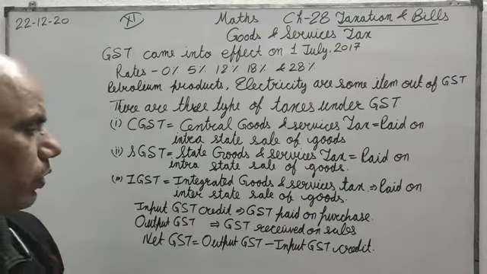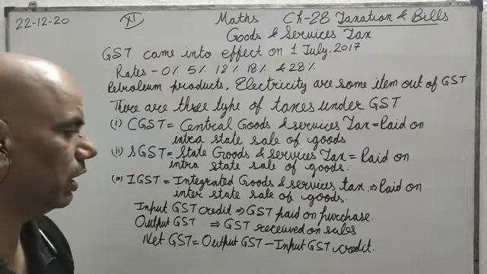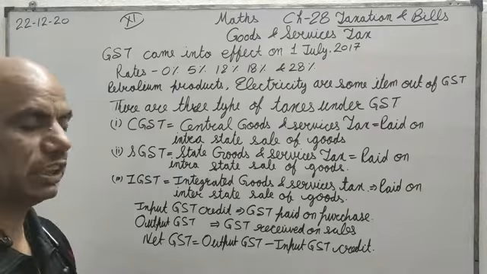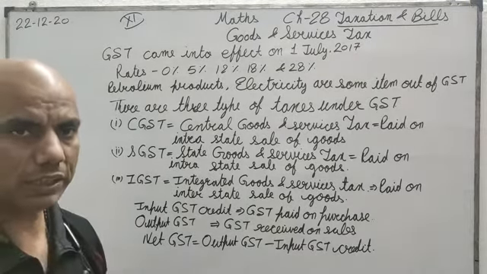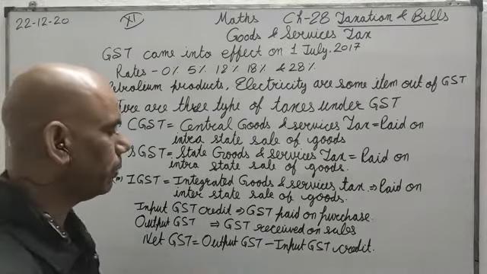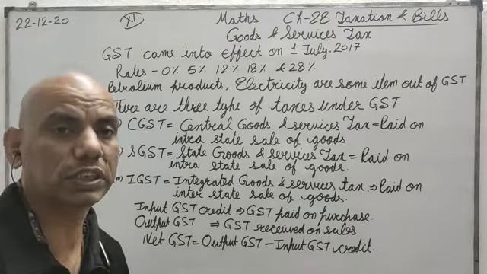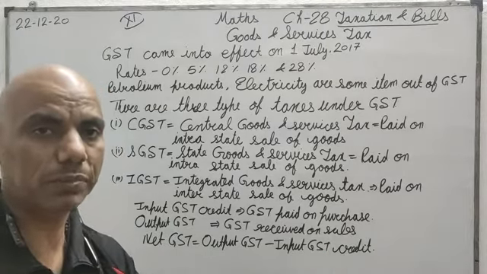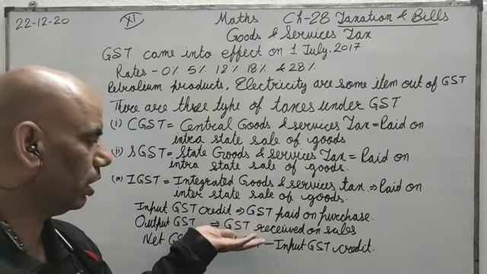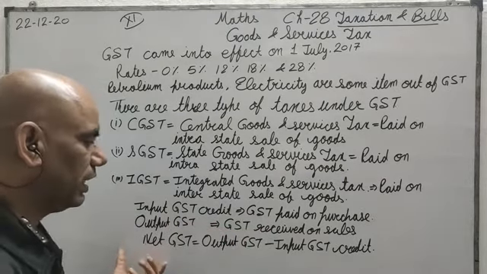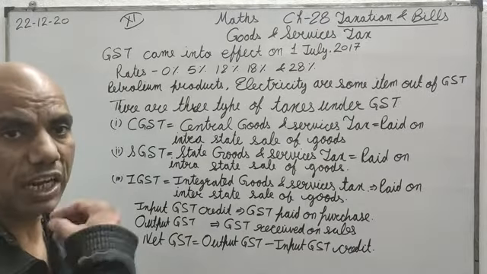Then there are three terms to be known. Input GST credit is GST paid on purchase. If I have purchased a thing and I have paid GST, that will be my input GST credit. Output GST is GST received on sales. If I have sold the same item and received the GST, that is output GST, and the net GST will be output GST minus input GST. That net GST I will pay.